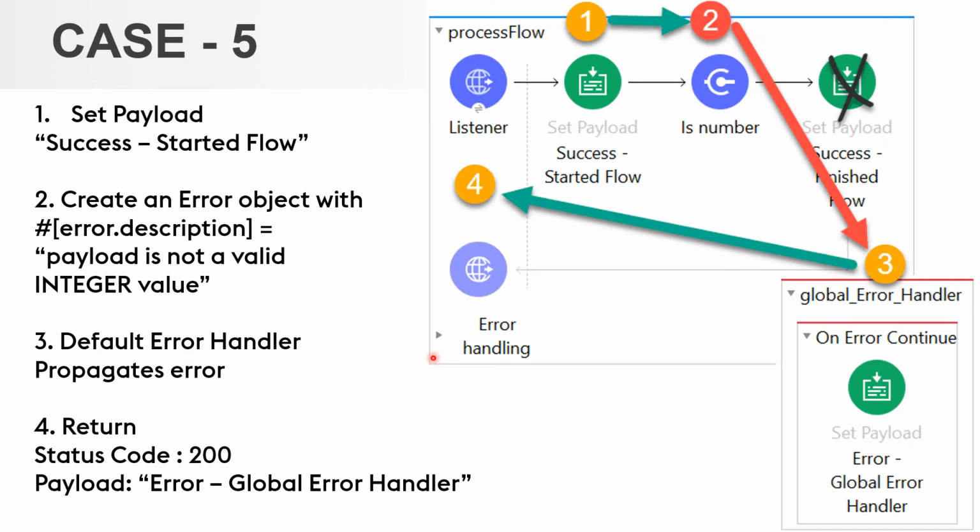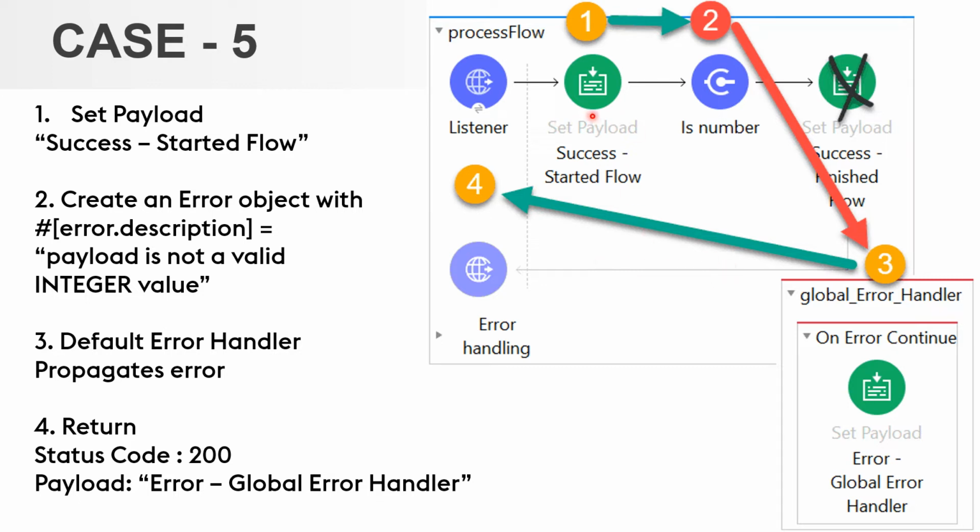Next case, you must already have guessed it. We again are using the global error handler, but now we are having on error continue. So it will again behave the same way as we would have on error continue in the main flow. Here it will go to set payload, set to payload success started flow. Is number is your error object generator. It will generate the object. It will go to the global error handler.